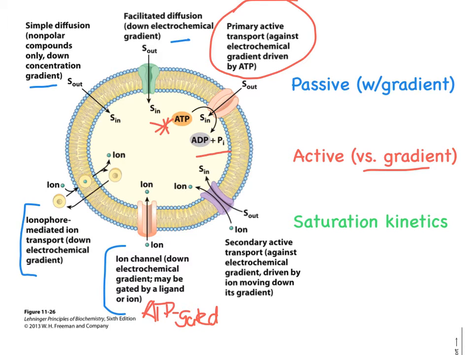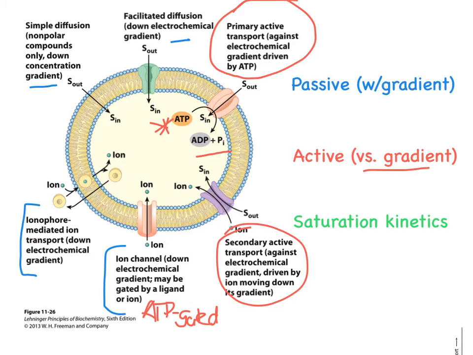The second type of active transport is secondary active transport. In this case, we are going to use some secondary ion gradient, usually, to provide the energy needed to transport our molecule across the membrane. And we'll take a look at some specific examples of these processes in a moment.